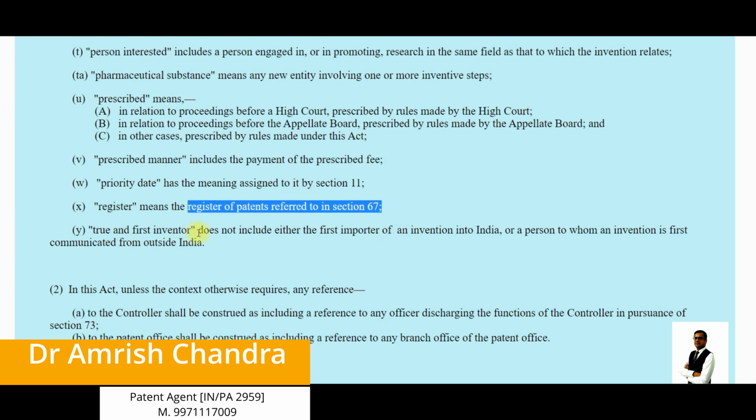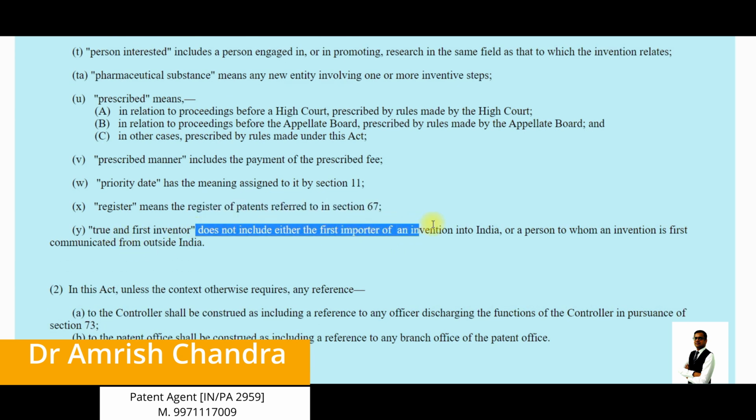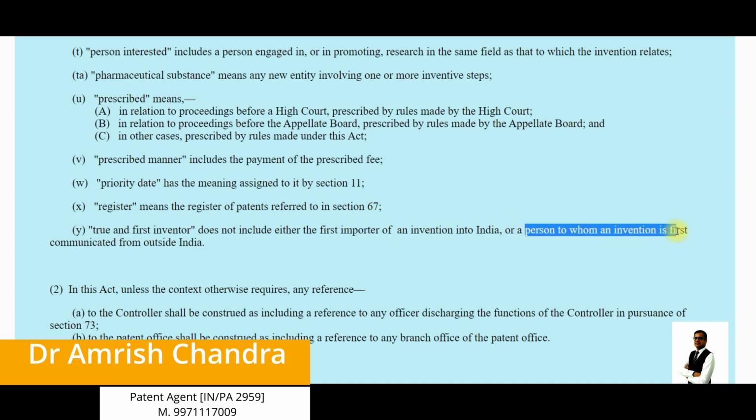True and first inventor does not include either the first importer of an invention into India. So if you say that you were the true and first inventor, it does not mean that you are the first importer. So this will not include the importer or a person to whom an invention is first communicated from outside India. So when there is a dispute and you need to find out who is the true and first inventor, these two persons will not be included in the definition of true and first inventor when assigning the rights of an inventor.